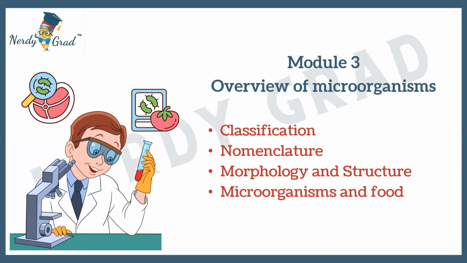Coming to the third module, this is an overview of the microorganism, a basic of all the microorganisms that I'll be talking about. The first is classification. Second would be nomenclature, how we name the microorganism and how we identify it. The third would be the different kinds of morphologies and structures that are present. The fourth would be microorganisms and their association with the food.